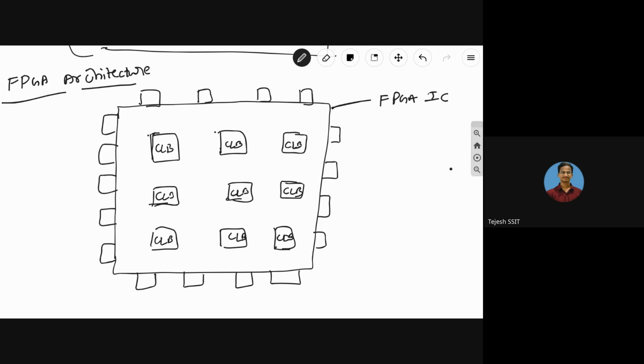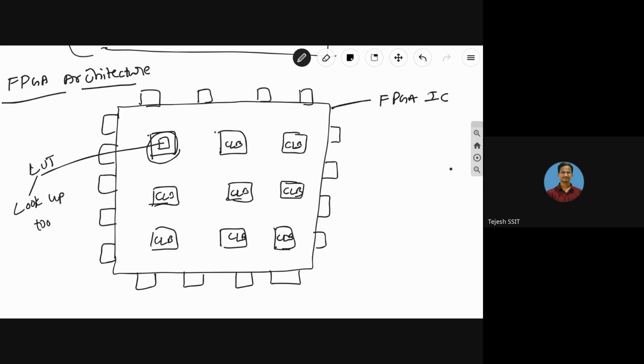So here you can see one thing. These CLBs internally consist of the lookup table, LUT, lookup table. Okay. So this CLB internally consists of the lookup table.